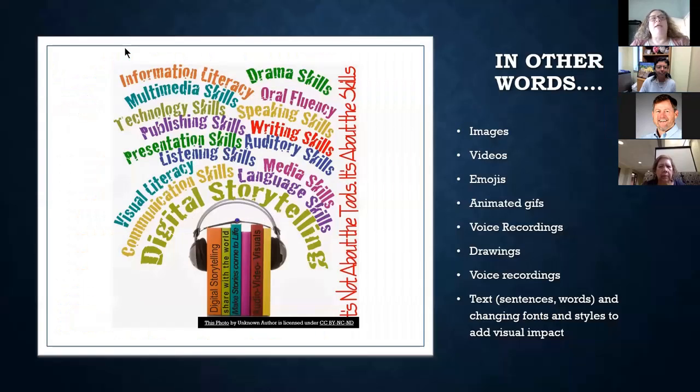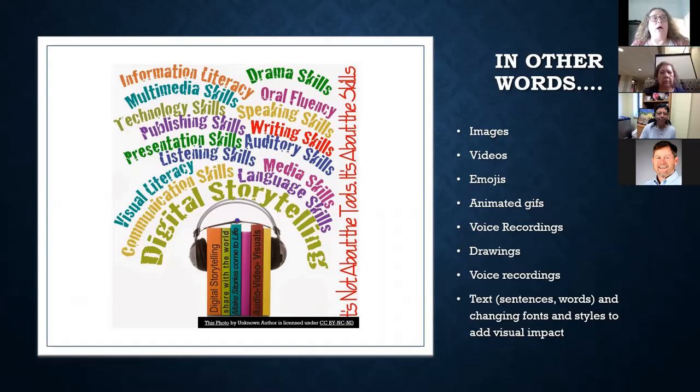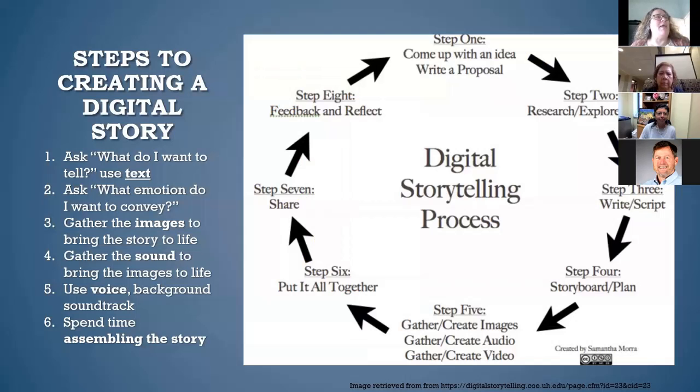So in other words, they can use things like emojis, animated GIFs, drawings, voice recordings, audio, and then text. What a lot of people don't think about is that text can also be part of that visual. So learning how to change fonts and styles and colors in text is also really important, and it adds visual impact. One of the things that's really nice about doing this is that it helps with increasing oral fluency. It increases connections in their brains to words, to vocabulary, and it does help with technology skills, which I'm all about. Just so we're clear, technology is my thing.